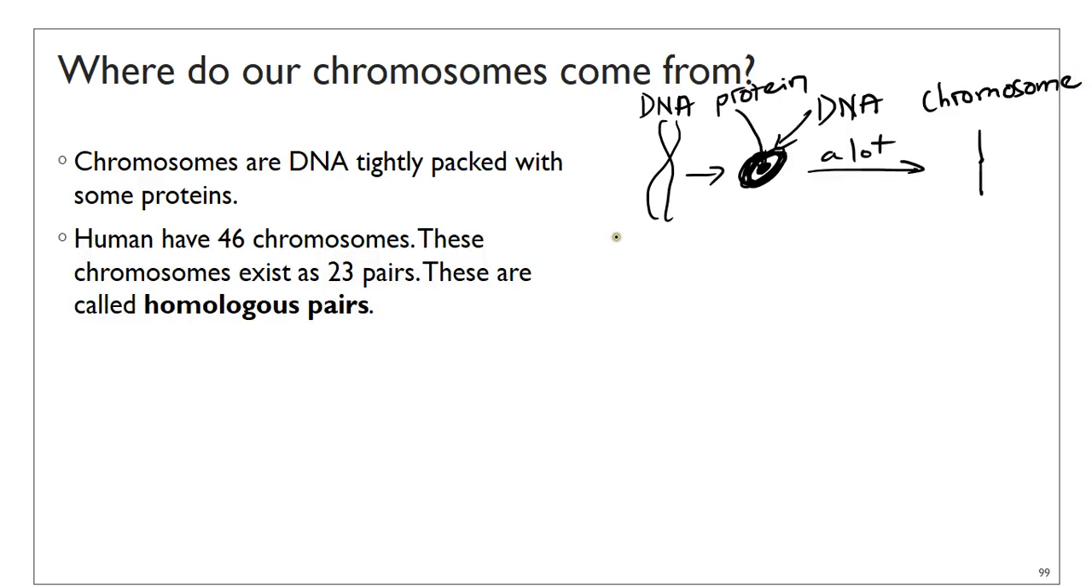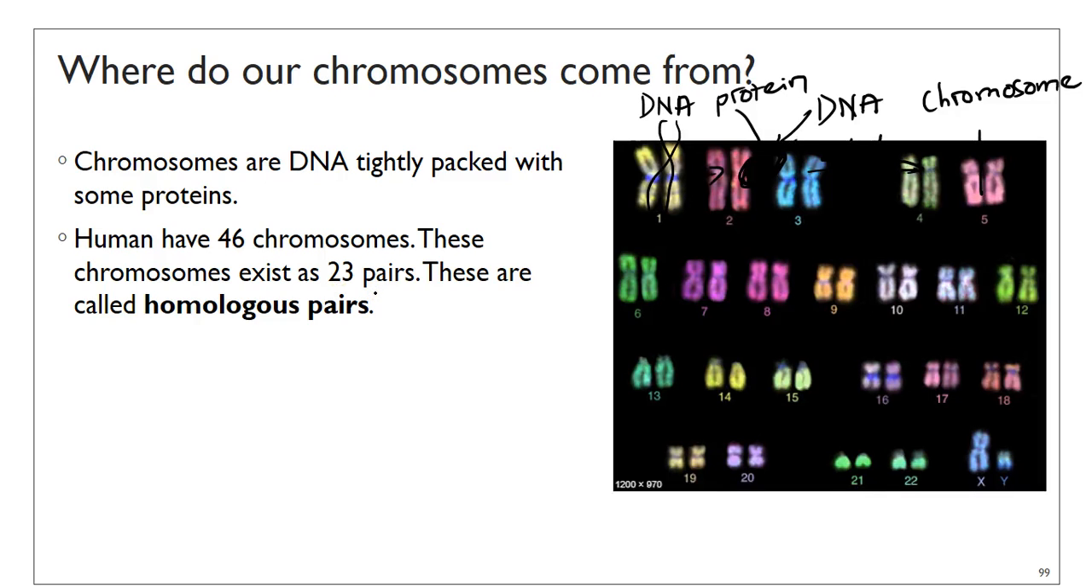Humans have 46 chromosomes. I think this is common knowledge. If not, there you go. Humans have 46 chromosomes, so 46 of these tightly packed DNA pieces. And these chromosomes exist as 23 pairs. And these are called homologous pairs. I'll put the picture down later. If you Google human chromosomes, you will see pictures such as this. So you will see that there are 23 pairs.